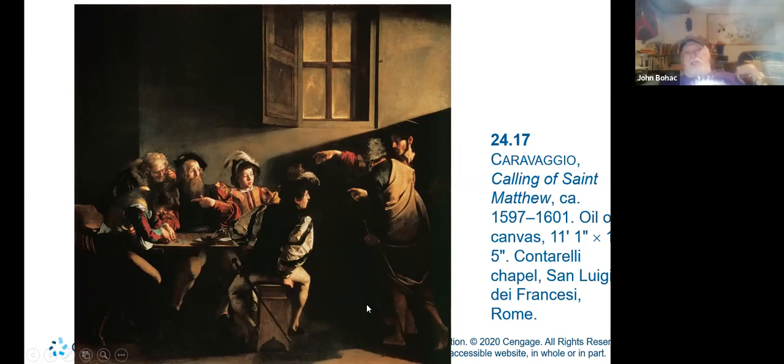Tenebrism basically means darkness. And they set their subjects in dark places and let the light describe the figures or the subject. And so here we see the calling of St. Matthew. We see the light coming in from the window. And this was big. Caravaggio painted many pictures of the saints and especially the apostles.